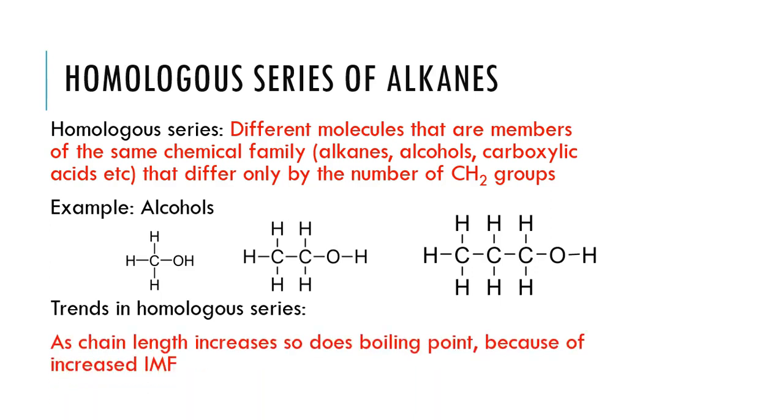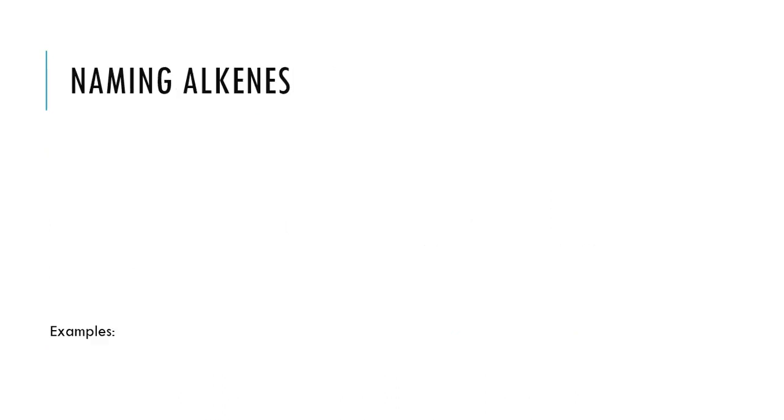As the chain length in a homologous series increases, so does the boiling point, and this is because of increased intermolecular forces. Now, it makes sense that as molecules get larger, they'd be held together more strongly, right? Because intermolecular forces are additive. So if we're talking about something like dispersion forces, they're very weak, but the larger a molecule is, the more dispersion forces there are, and so the stronger the intermolecular forces. So in general, the bigger a molecule is, the stronger its intermolecular forces will be.